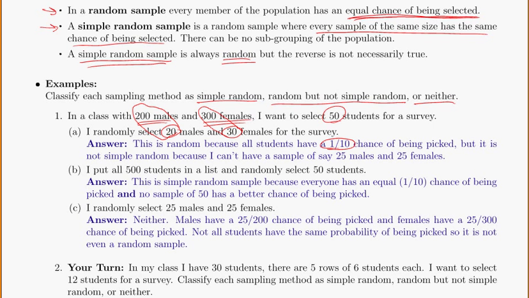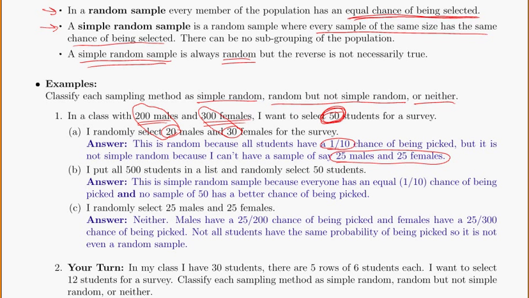Probability is 1/10, right? So it is random, right? But it's not simple random, because if you look at this 50, does every sample of size 50 have the same probability of being selected? Well, no, there's some that actually have no chance of being selected. For example, a sample of 25 males and 25 females cannot be selected. So it's not the best kind of random, right?